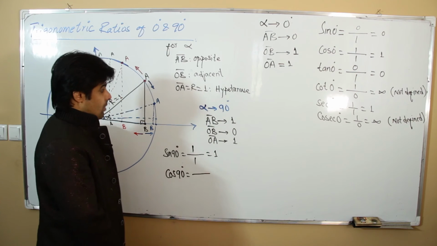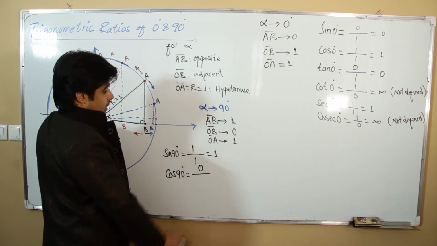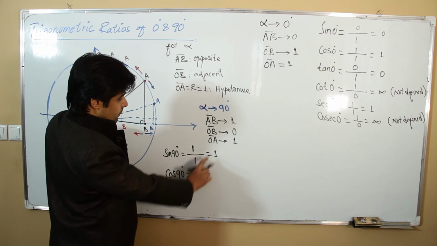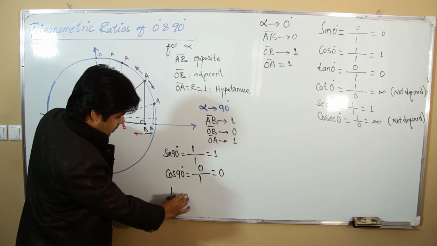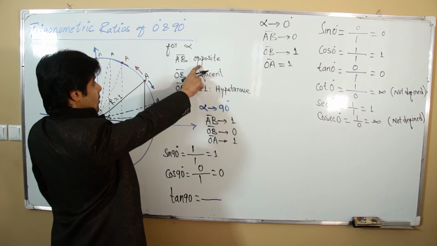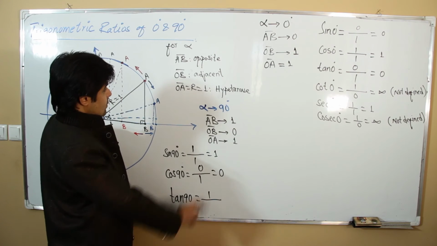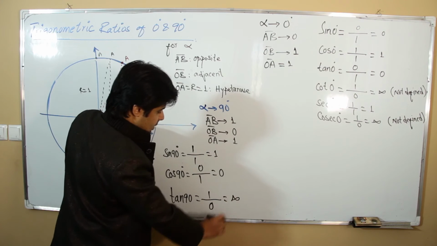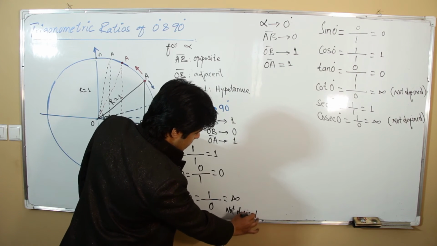Adjacent divided by hypotenuse. Adjacent OB is 0, and hypotenuse is 1. 0 divided by 1 is 0. Tangent of 90 is opposite divided by adjacent. What's your opposite? AB, which is 1. Adjacent is OB, which is 0. 1 divided by 0 is infinity, which is not defined, we can say.